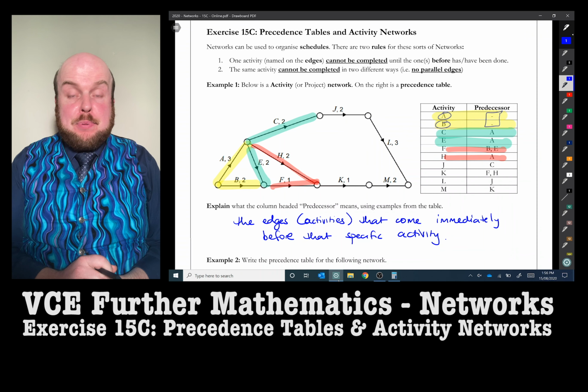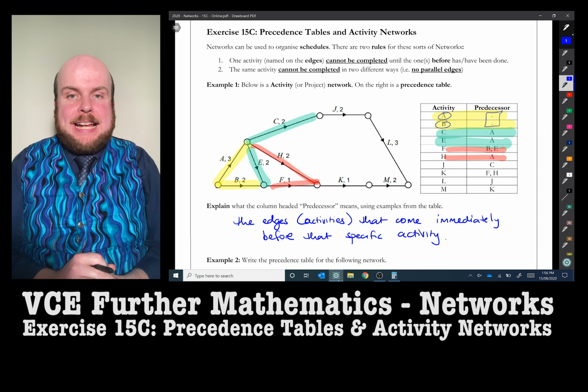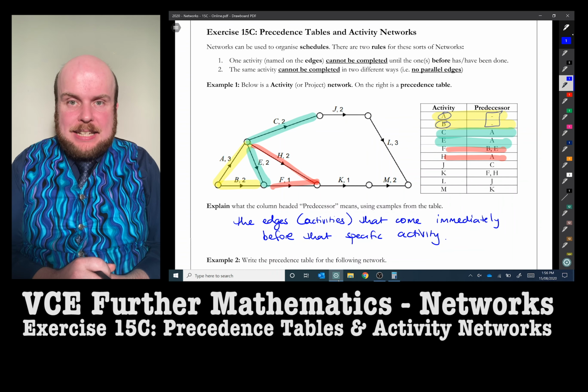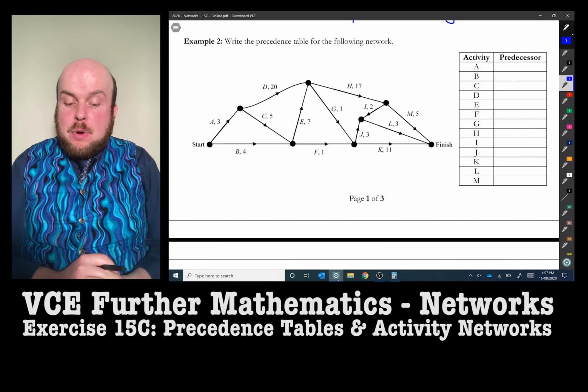So if there aren't any predecessors, then we just have to write a dash, as we have done with A and B, as there are no edges before it because they are connected to the starting vertex. Write the precedence table for the following network.